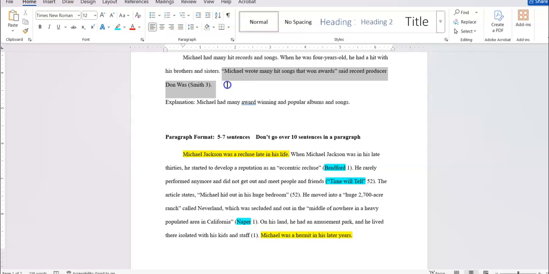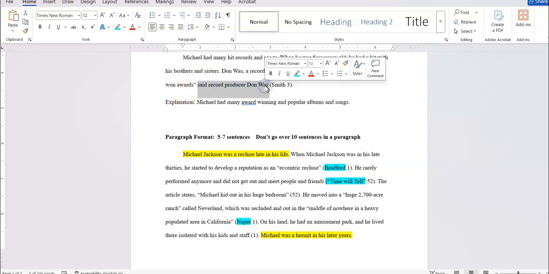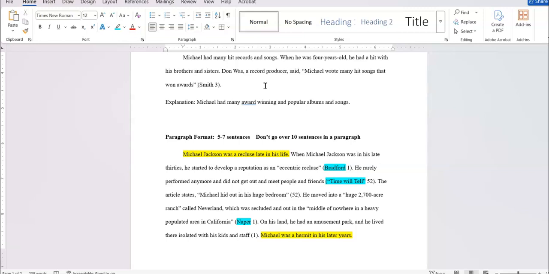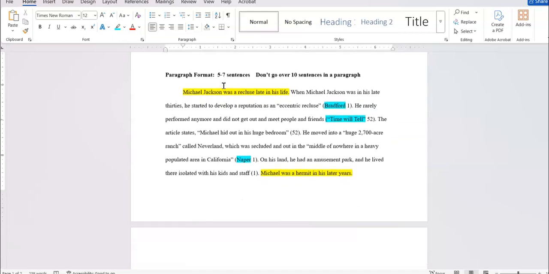Remember that all quotes have to have some kind of signal phrase or be tied to a sentence. I could put my signal phrase here. Don Was, and that was really his name, record producer, said. Okay, if you don't like it at the end, it could go at the beginning. But I can't just have the quote as a sentence. Could tie it to this second one here, maybe. But it's a kind of long sentence anyway. I don't like to tie those together when they're too long. You'll lose your reader.